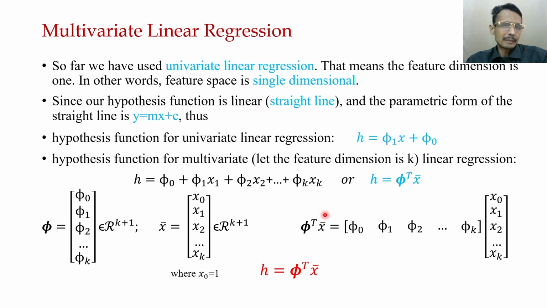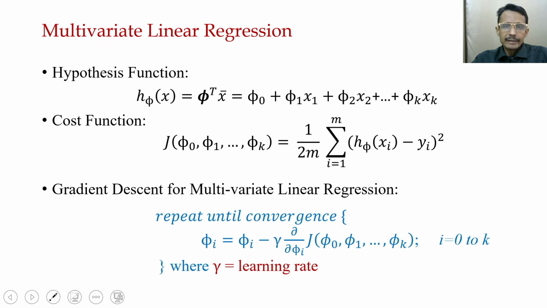Now as we see, our hypothesis function is this, and our cost function is this. The only difference is that initially this was single dimensional, and now it's k dimensional. Other things are basically the same: 1 by 2m, sum from i equal to 1 to m, where m is the number of samples, of h phi of x i minus y i, squared. One thing we have to understand is that this phi is now multidimensional.